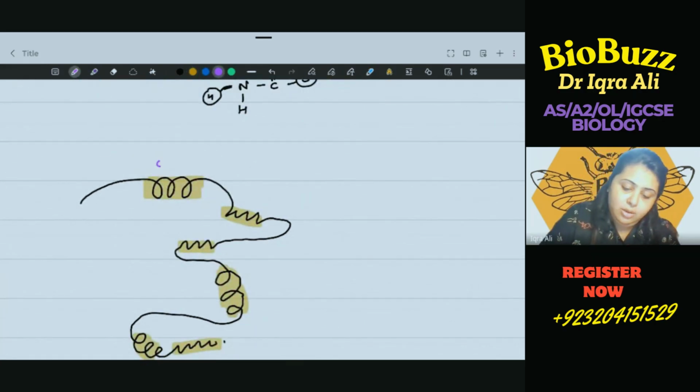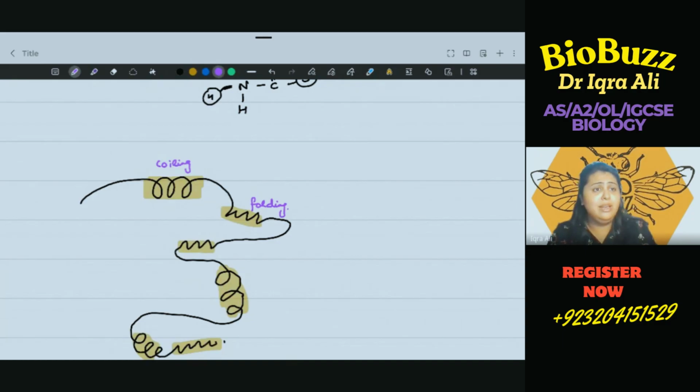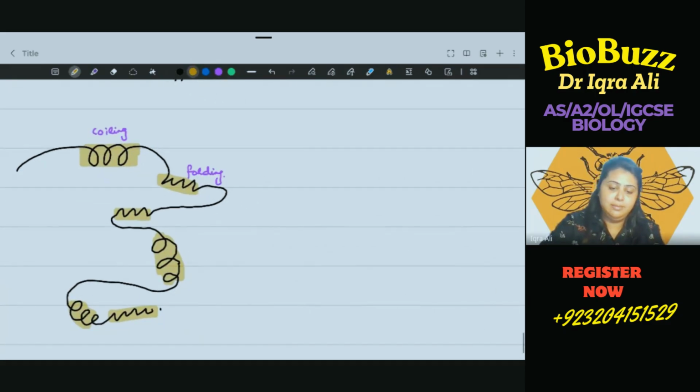Can you see this coiling over here and this folding? But the problem is that you need to know what the chemistry behind this coiling and folding is, and what I need to understand from it. So what are we going to do? We call this coiling structure the alpha helix. Now what is alpha helix?